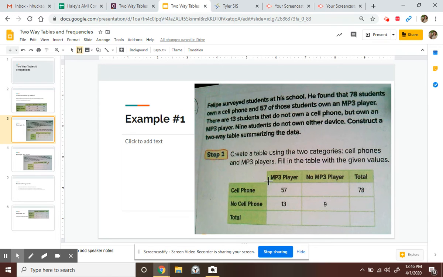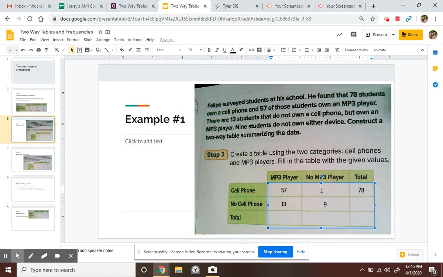So what I have to do in order to fill the rest of this out is figure out what you're trying to figure out. So this one, no MP3 player. Well, I know 78 have a cell phone, 57 have an MP3 player. So if I just take 78 minus 57, that gets me my answer of 21 students have a cell phone, but not an MP3 player. Okay, then over here, if I'm trying to figure out how many students do not own a cell phone total, I just have to take 13 plus 9. That gets me 22.